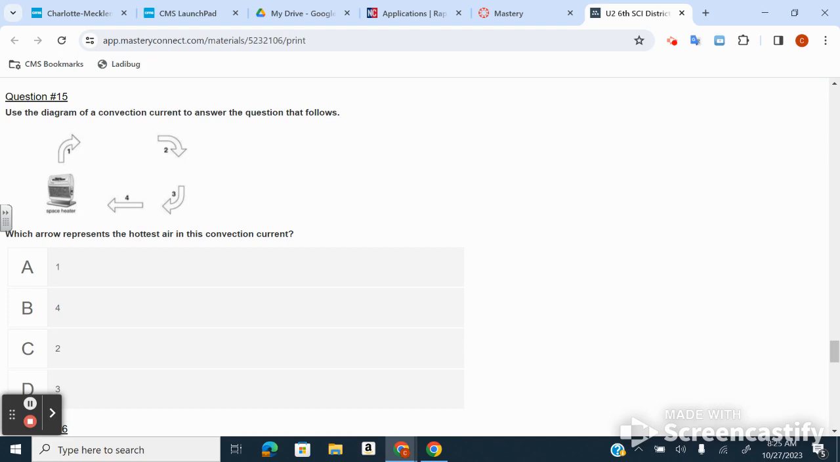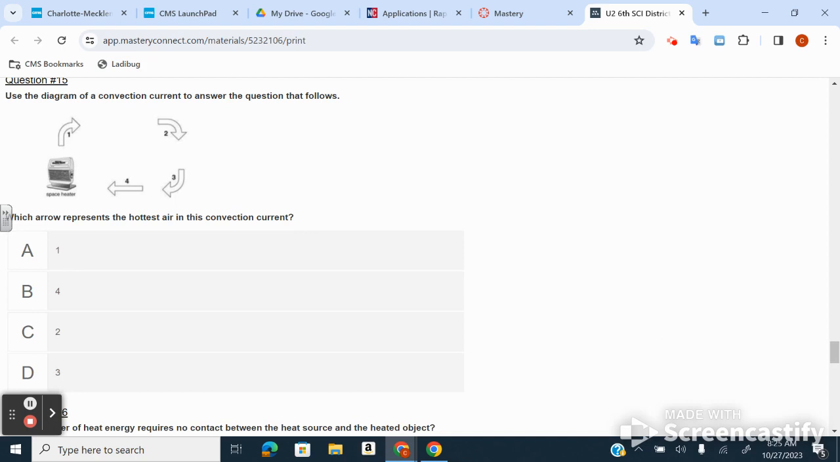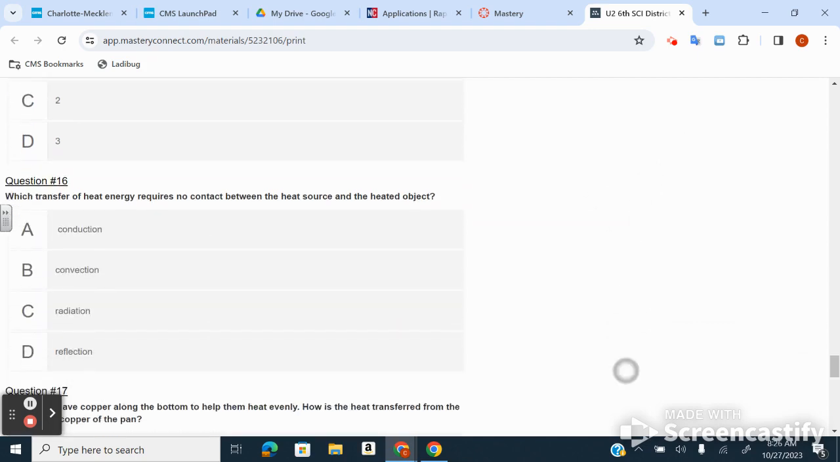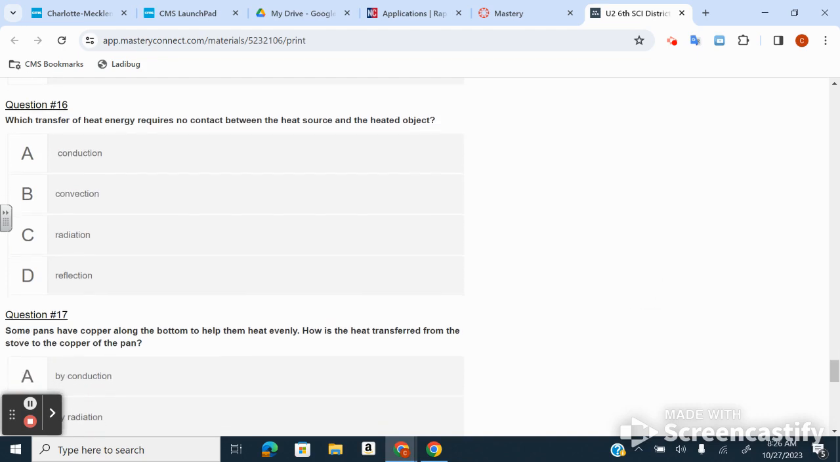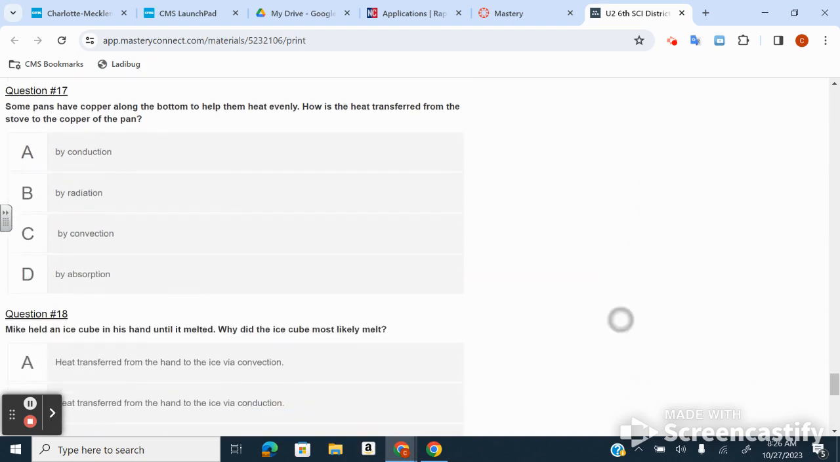Question number 15. Use the diagram of a convection current to answer the question that follows. Which arrow represents the hottest air in this convection current? A1, B4, C2, D3. Question number 16. Which transfer of heat energy requires no contact between the heat source and the heated object? A. Conduction. B. Convection. C. Radiation. D. Reflection.